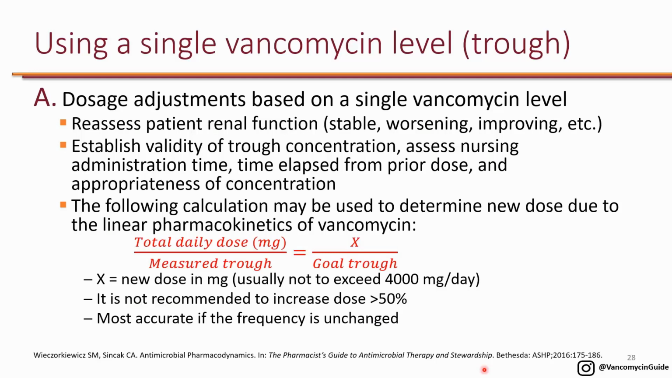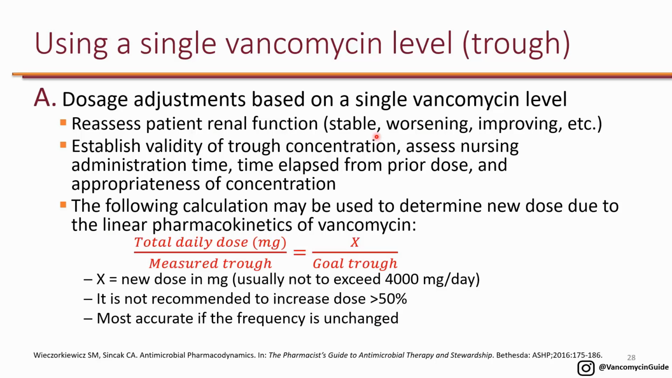Anytime you have a level back and you're about to assess the dose, first and foremost, you need to reassess the patient's renal function to make sure the renal function is stable. Because depending on what's going to happen with the renal function, that could affect how you're going to adjust the dose and frequency.